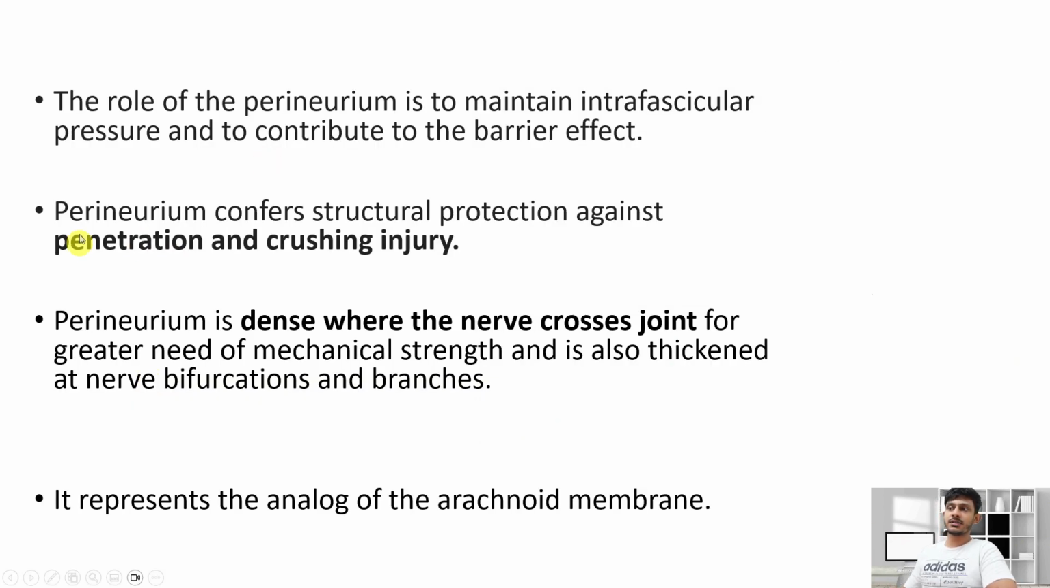So perineurium confers structural protection against penetration and crushing injury, and it is dense where the nerve crosses the joint and provides a greater need for mechanical strength, and is also thickened at nerve bifurcations and branches. So as you can imagine, when a nerve crosses a joint, it is prone to more stretching and compressive forces because the joint will undergo a range of motion during flexion extension. So the nerve tends to be thicker at this point due to the perineurium, which helps provide it some robustness against damage. It represents an analog of arachnoid membrane of the CNS.